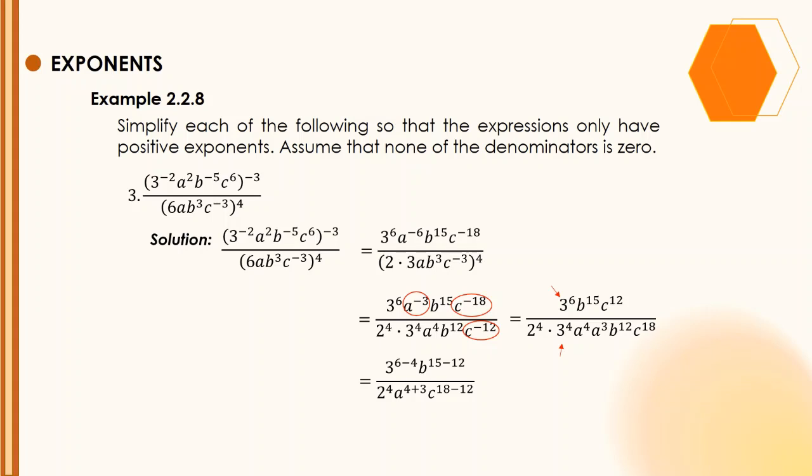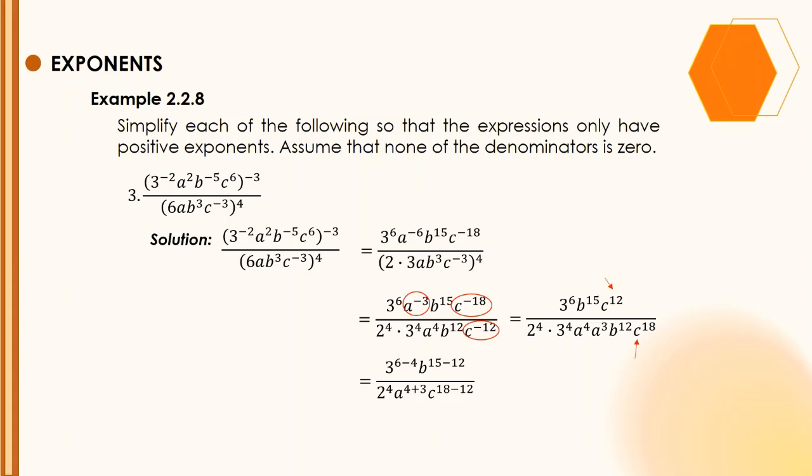At makikita natin yung b at meron din sa taas at sa baba. Kaya, i-minus natin din yung exponent nila. So that is b to the power of 15 minus 12. And yung a naman is lahat na sa baba. So, i-add natin yung exponent kasi multiplication. So, that will be a to the power of 4 plus 3. Yung c naman is meron sa taas at saka sa baba, bali division. So, ang c natin will be c to the power of 18 divide 12.